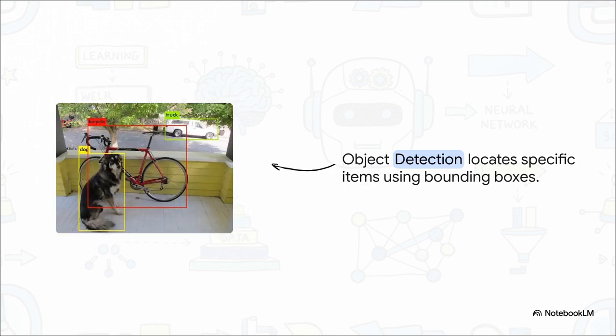But then we have object detection, which takes things a massive step further. We are no longer just slapping one blanket label on the whole picture. Now the algorithm is identifying specific items and locating them precisely using bounding boxes. It can pick out really complex, overlapping features in a busy scene, like drawing a yellow box perfectly around a dog, a red box for a bicycle, and a green one for a truck way in the background.